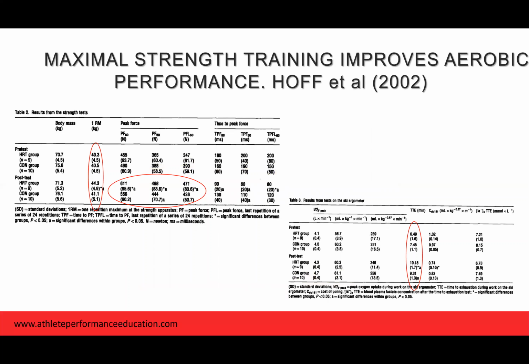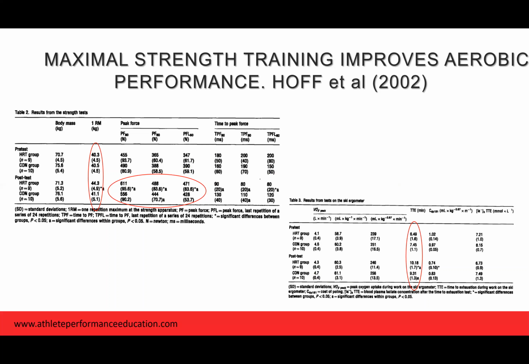The next one I want to look at is this study by Hoff, a Scandinavian group, which basically looked at, does strength training improve aerobic performance? It was a pretty simple study, and there's heaps of these ones done. They used specific strength training in this case. So they used resisted ski slopes. They were cross-country skiers, and they were using resisted ski ergs with different cable weights.